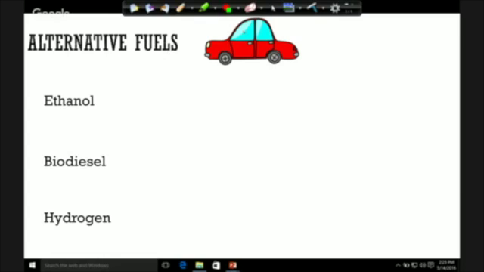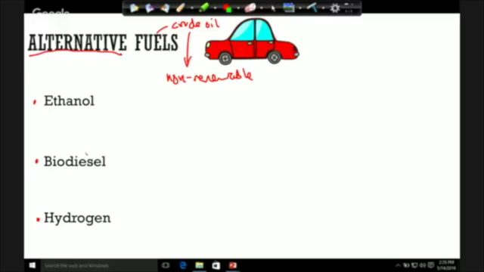Okay, we've looked at the fuels from crude oil and their use in power stations and cars and the environmental problems they can cause. But a really hot topic is the use of alternative fuels, because we're trying to avoid using crude oil because that's a non-renewable resource. So we're trying to think about some other fuels that we can use, and these ones are ethanol, biodiesel, and hydrogen.